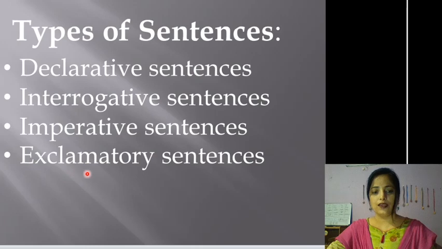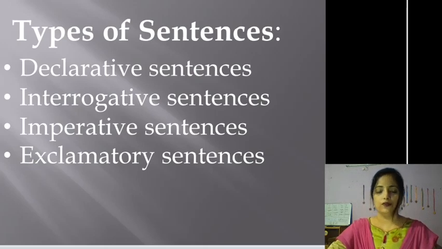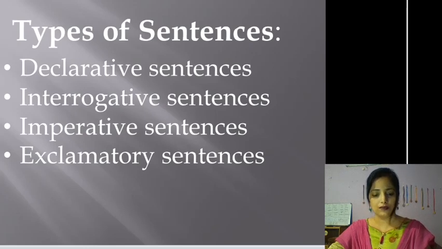The fourth one is exclamatory sentences, and I'm sure you know what they are. Exclamatory sentences express sudden emotions. When you are suddenly moved by anything that you see or experience, it is known as an exclamatory sentence. For example, what a beautiful waterfall this is. How wonderful this book is. What a sensational movie star he is. So these are exclamatory sentences.